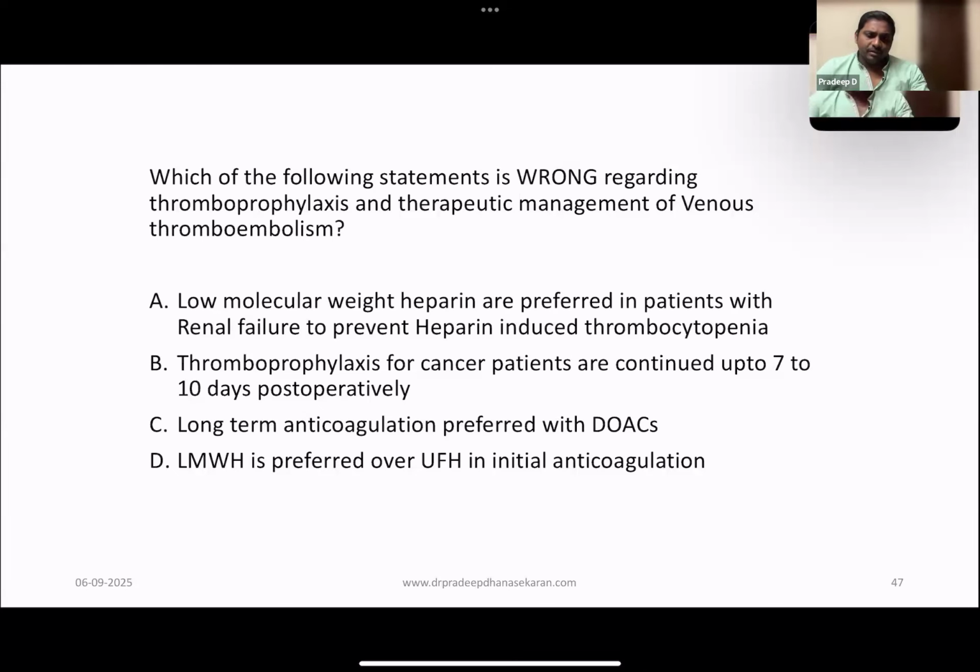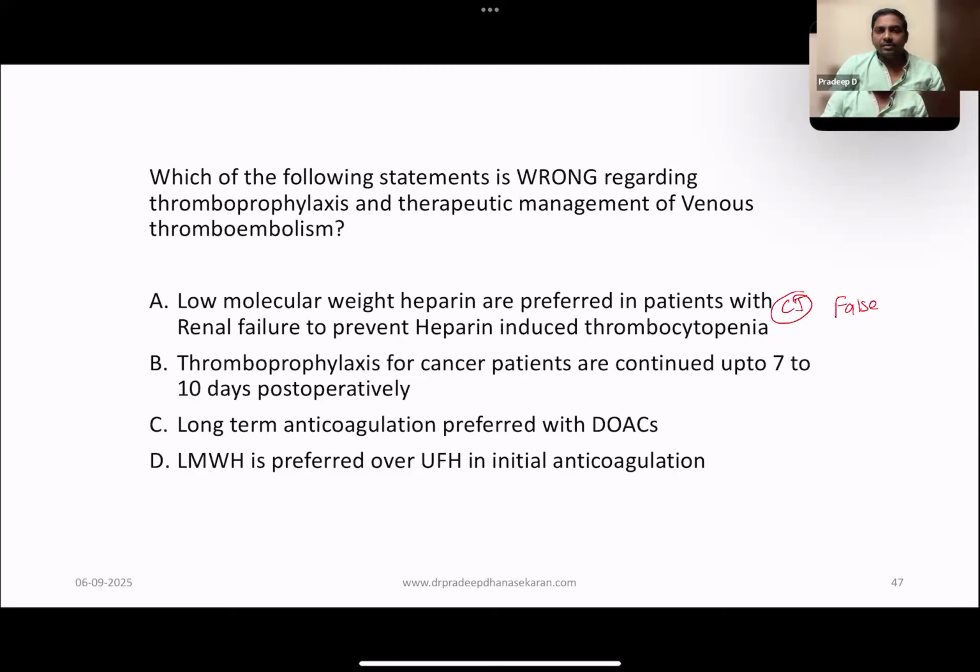Which of the following statements is wrong regarding thromboprophylaxis and therapeutic management of venous thromboembolism? Low molecular weight heparin is preferred in patients with renal failure to prevent heparin-induced thrombocytopenia. Low molecular weight heparin is generally contraindicated in renal failure. Okay, so this is a false statement.